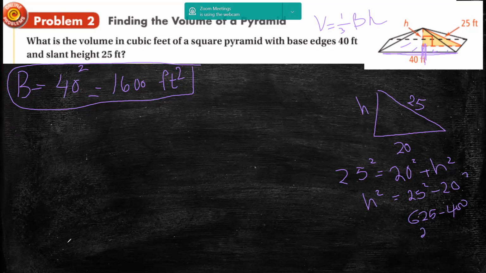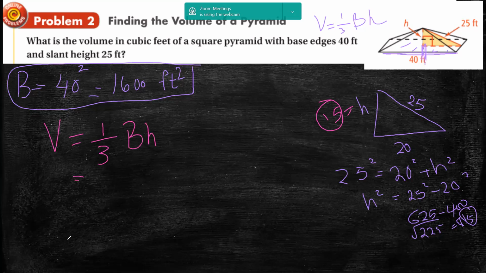It's 15, right? Yeah. The square root of it is 15. So the height here is 15. So I find the height now. I find the area of the base. I can find now the volume, so the volume by multiplying them.